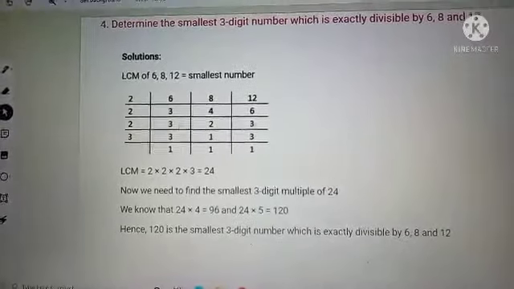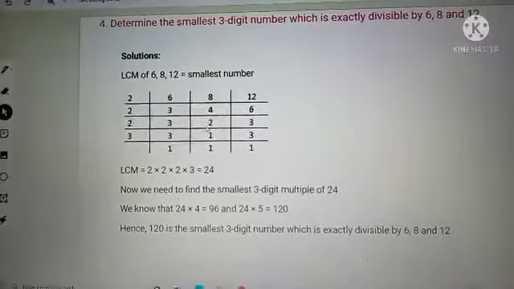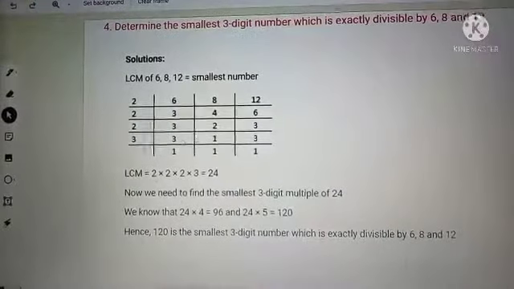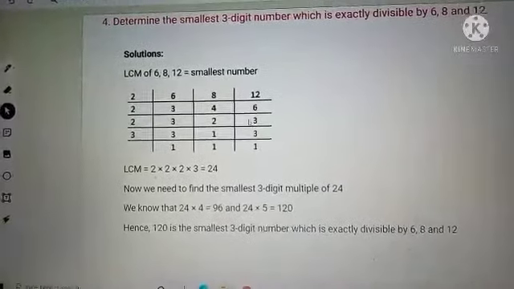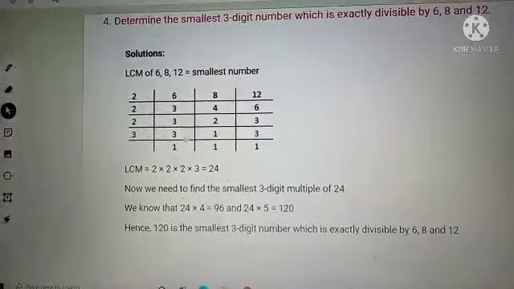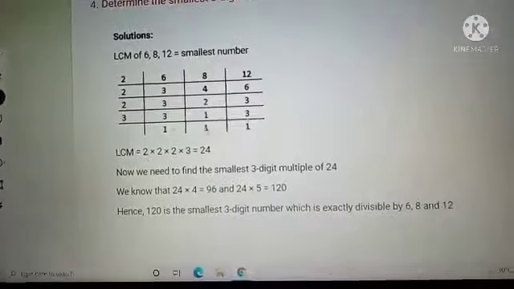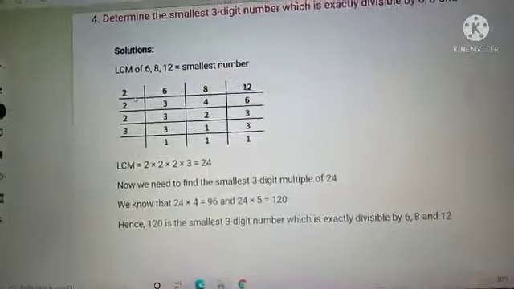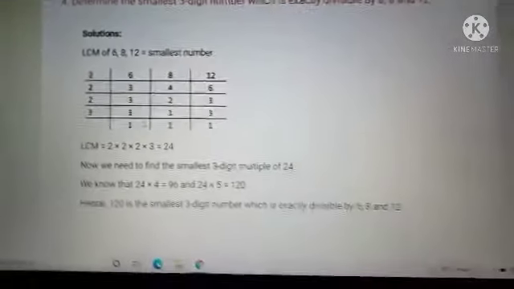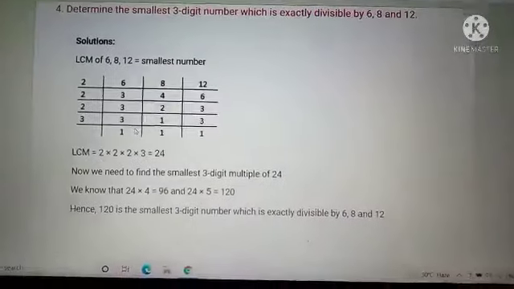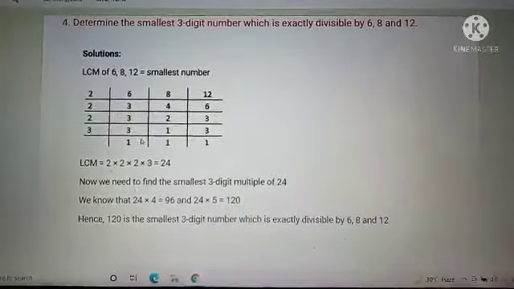Now again we are looking. Is any number possible to divide by 2? Yes, here 2 is there. So 3 we are writing as it is. 2 divided by 2 is 1. 3 divided by 2 is not possible, so we are writing that 3 as it is. Again here 3 are there, so we are dividing it with 3. 1, 1, 1. So what is the LCM? 2 into 2 into 2 into 3, that is 24. Now we need to find the smallest 3-digit multiple of 24.